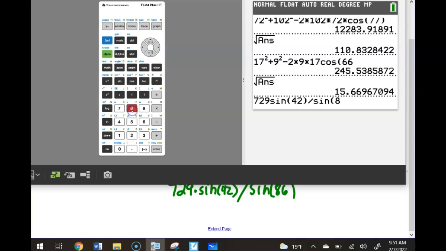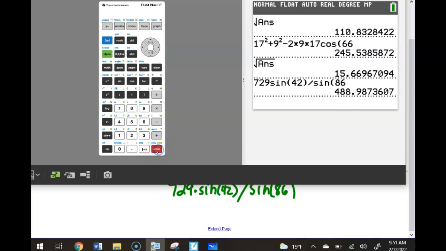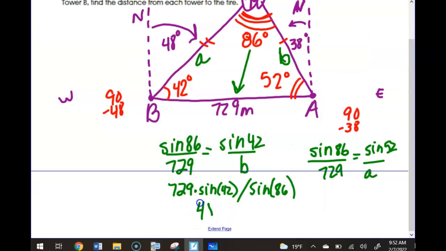Whew, I'm struggling typing today. Anybody get 489? We'll go with that one. And that's actually side B, or from tower A. Ooh, yep, I can spell tower. I can spell from. Oh my goodness. Yep, still can't spell from.